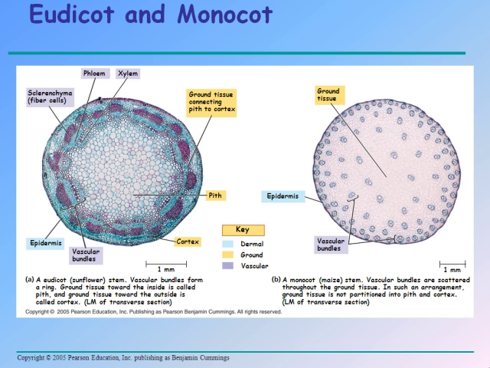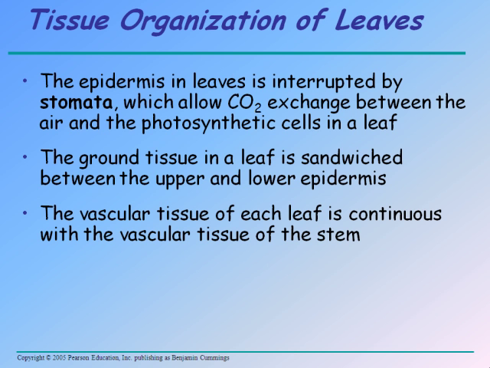Ground tissue toward the inside is called pith, and ground tissue toward the outside is called the cortex. And here are vascular bundles. This is phloem, and these round little structures are xylem. And then epidermis on the outside. Here's a monocot, a maize or corn stem. Vascular bundles are arranged throughout. Here's the ground tissue, but these are xylem and phloem. Vascular bundles, whenever you see the word vascular, you know it's xylem and phloem.